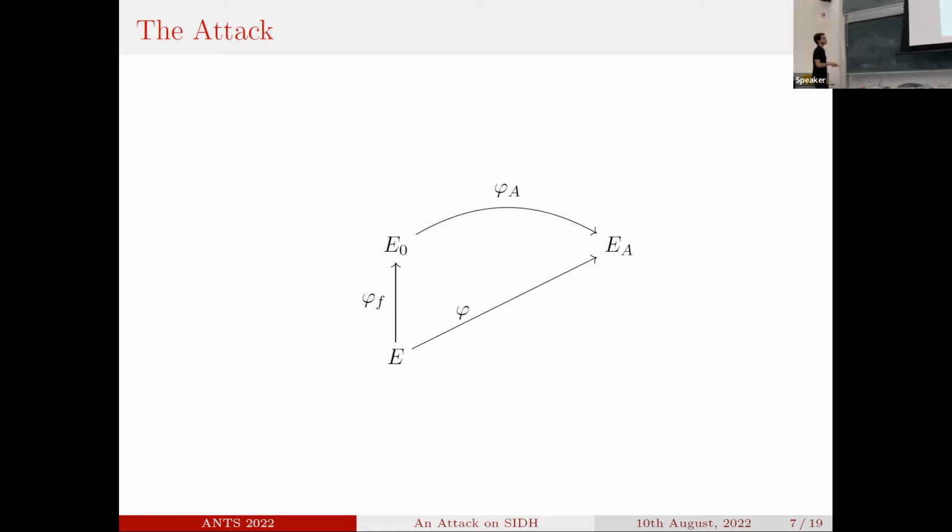So the information that we have so far is: we have 2 points, PB, QB over E, and we know that PB and QB generate the B torsion group of E. Then we know the images phi(PB) and phi(QB).